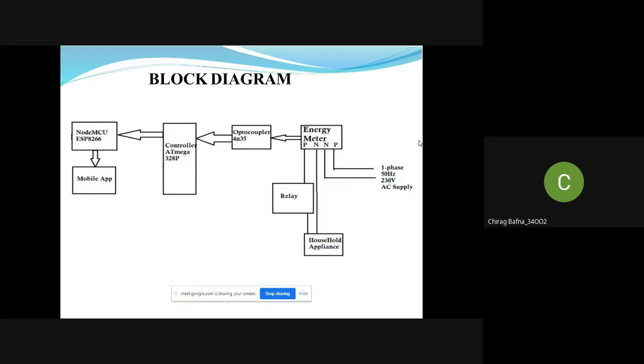This is the controller. We can say that this is the ATmega microcontroller. Then this passes to the NodeMCU. By using the NodeMCU and cloud computing, this data will be sent to the mobile app in the Mahavitaran area, and to the Mahavitaran board also.